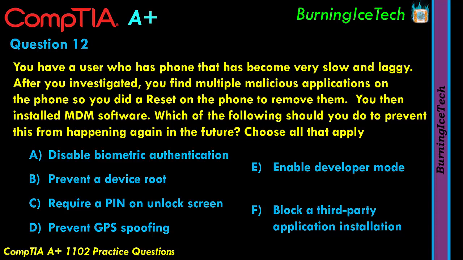Is it B, prevent a device root? Yes, that might be possible. So on a lot of devices like tablets and phones, you can go and do something like rooting that device. Rooting is something that's specific to Android devices, but still. So when a user goes and roots a device, they basically unlock the hidden developer options and a whole bunch of other cool options and features and functions as well. And that allows them to do things on a phone or a tablet which they're not supposed to be able to do.